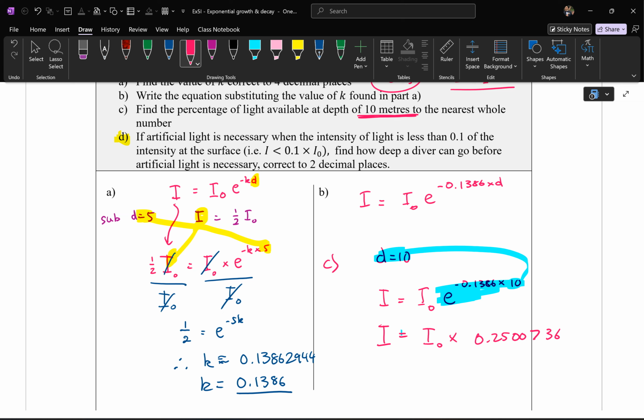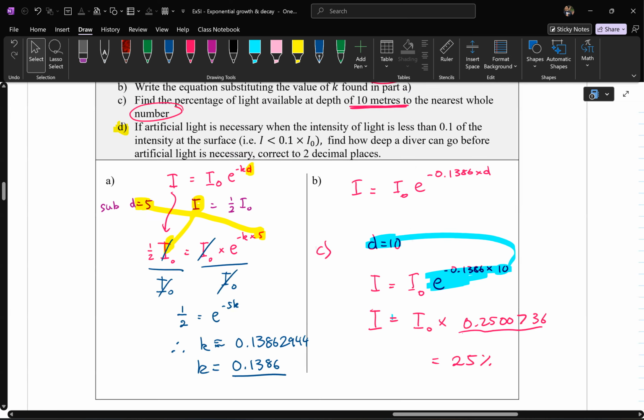That's already telling you a proportion of your intensity. At depth 10, you're getting about a quarter of the intensity. That's about 25%. If you change that to a percentage, that is the proportion of intensity left over. So your answer in terms of percentage should be approximately, does it say round off? To the nearest whole number. So this to the nearest whole number as a percentage is 25%. 25% of light.